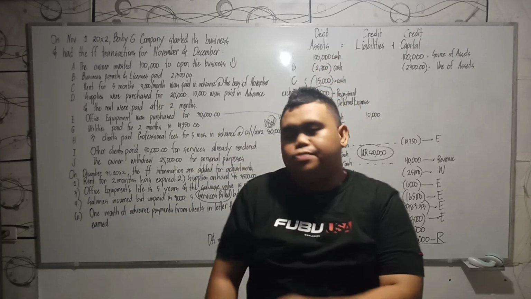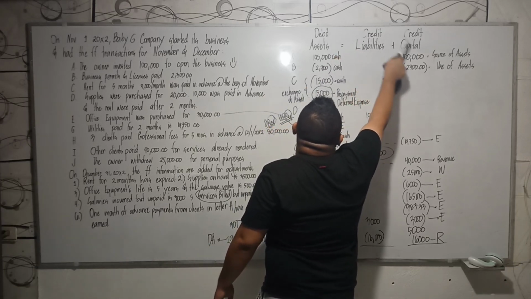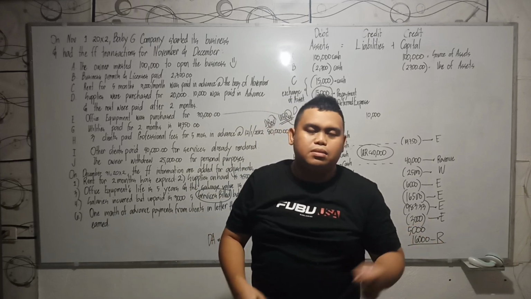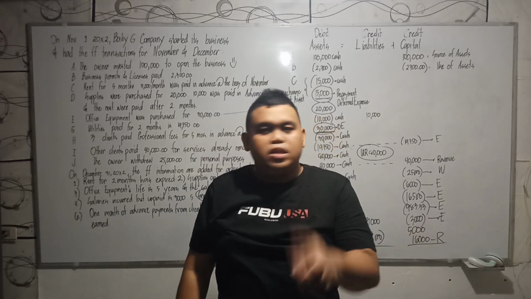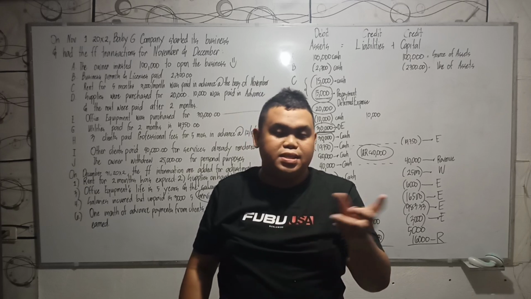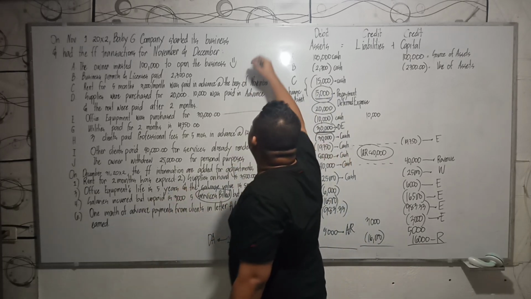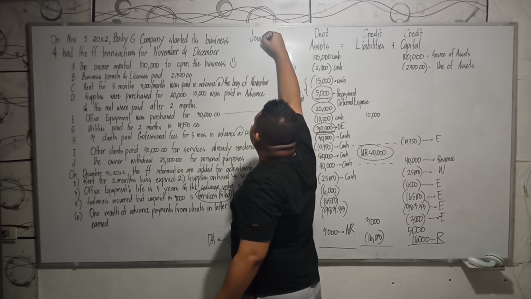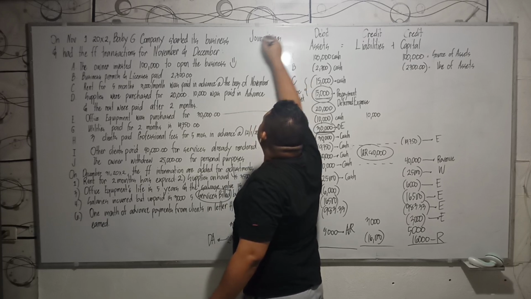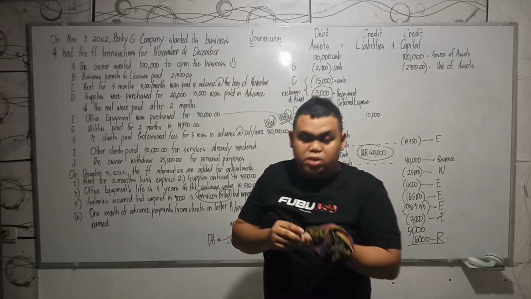Now, as you can see here, I have written debit, credit, and credit. You will know in a little while why that is. So, in this particular video, what we're going to talk about is the recording of transactions, or what we call journalizing. So, we will try to record or journalize these transactions.